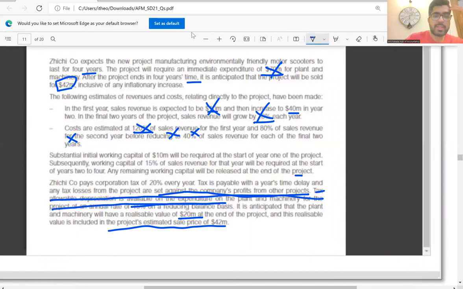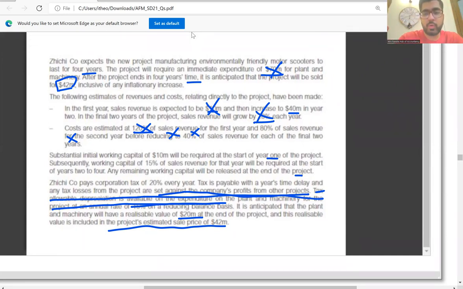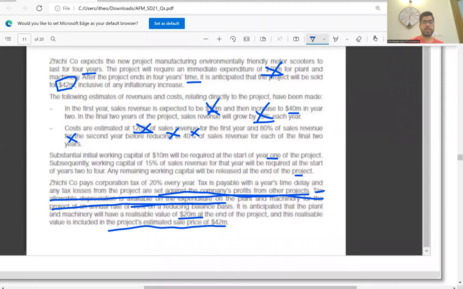Working capital investment and recovery: working capital of 10 million will be required at the start of year one, and then subsequently working capital of 15% of revenue for that year will be required at the start of years 2 to 4. We all know our paper is 3 days away. So start of year one means you need to put it in year zero. Then 15% of revenue for that year will be required at the start of years 2 to 4. Any working capital will be released at the end. So at the start of year one, you need 10 million.